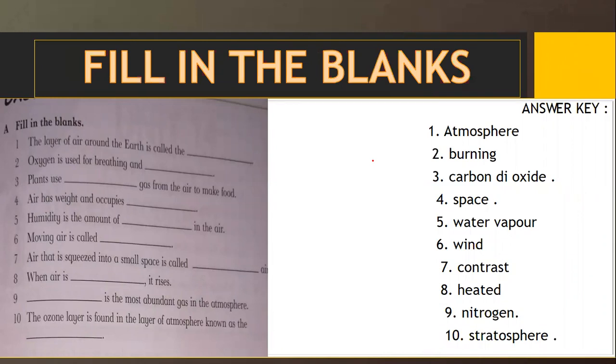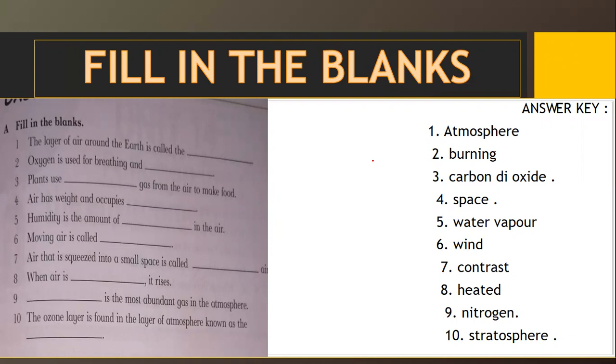Come to the exercise. Fill in the blanks. Number 1. The layer of air around the earth is called the atmosphere. Number 2. Oxygen is used for breathing and burning. Number 3. Plants use carbon dioxide gas from the air to make food. Number 4. Air has weight and occupies space.